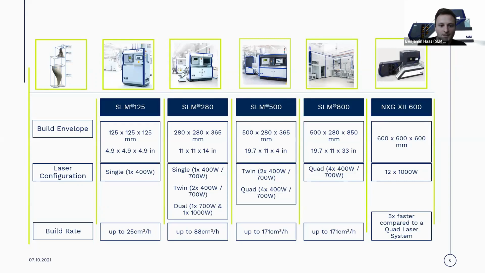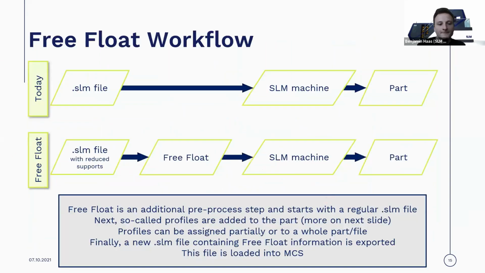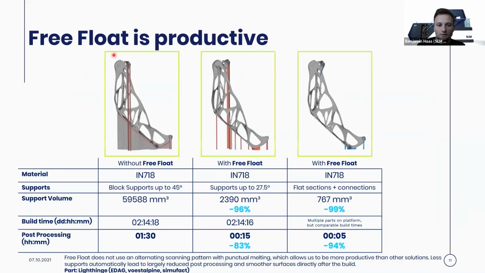As of today, let's take a look at the workflow again. We're still starting with the SLM file, and in order to create this SLM file in Magix, you would have to consider this while preparing the part. When you're preparing the build in Magix, you would already have to assume that you're going to use FreeFloat in the end. So you're not using the auto support function with 45°, but either use another angle or just use supports and add them manually during the process.